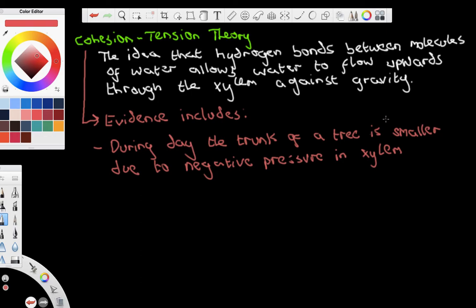Our next piece of evidence is that if air enters the xylem, the plant can no longer draw up water. That's because there is a break between the water molecules. So we can just put, and I'll explain it a bit more, air bubbles in the xylem stops the transpiration pull.